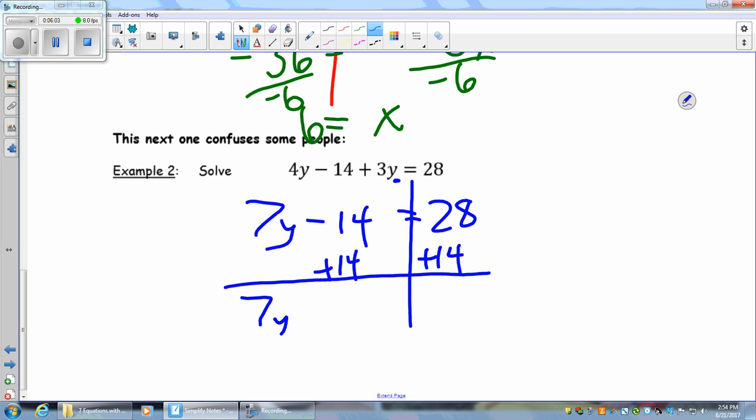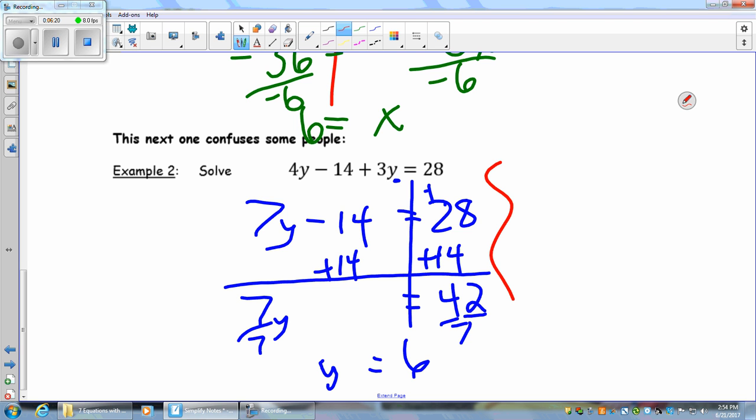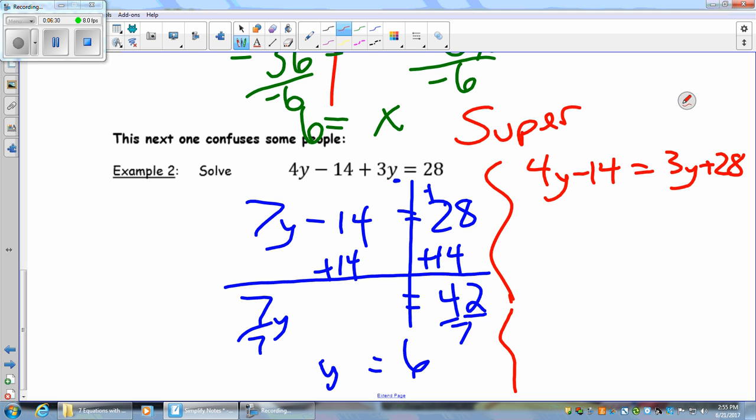To get 7y is 42. And then I'm going to divide both sides by 7. And y is 42 divided by 7 is just 6 again. Now, what I was starting to say before is that people confuse this one with 4y minus 14 is equal to 3y plus 28. And they're super different. They're really different. I'm even going to put the word super different.